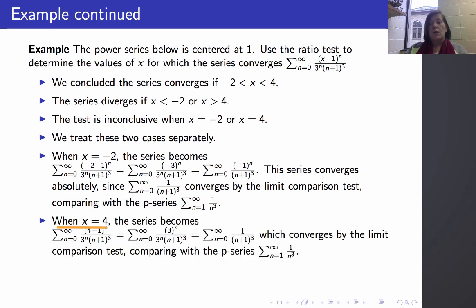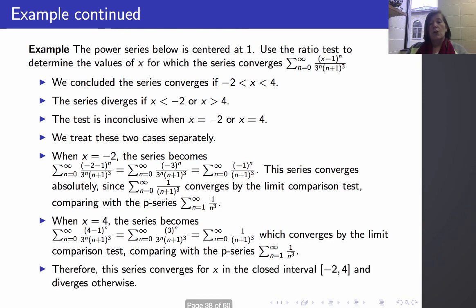And when x equals 4, I plug in x equals 4 into the definition of the power series, and I get the sum of 1 over (n plus 1) cubed. This converges by the limit comparison test, comparing with the p-series, the sum of 1 over n cubed. So I get that my power series converges at both ends of this interval from minus 2 to 4. So the full interval of convergence of the power series is every x value between minus 2 and 4, including the endpoints.